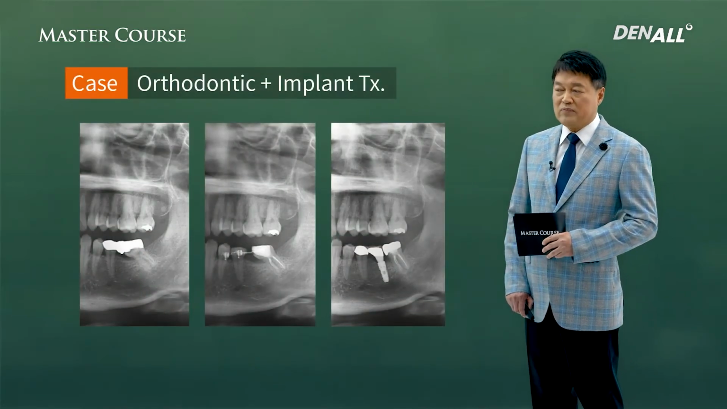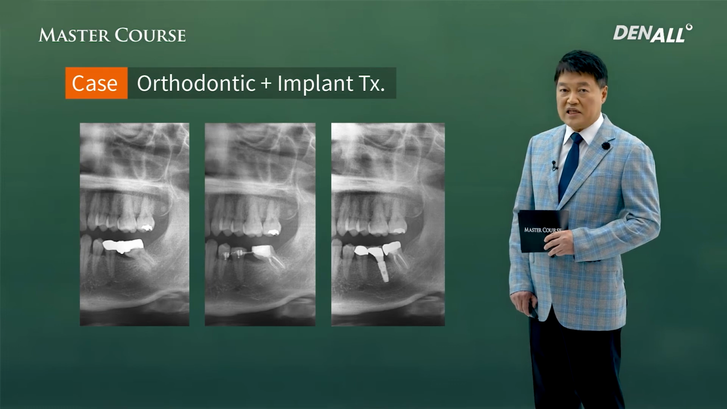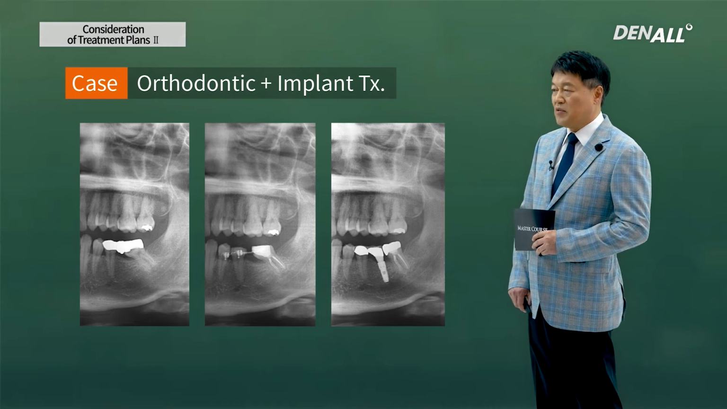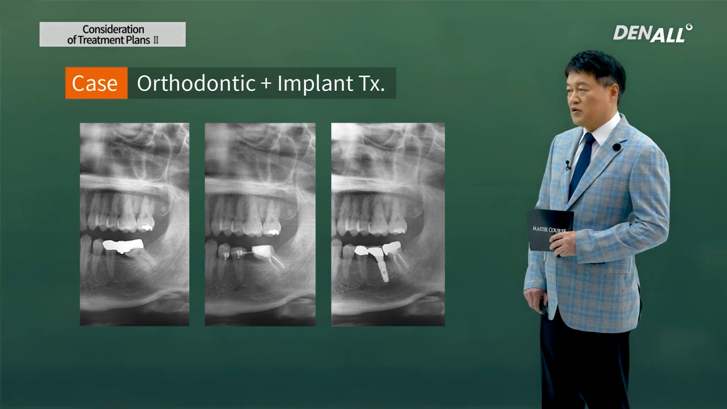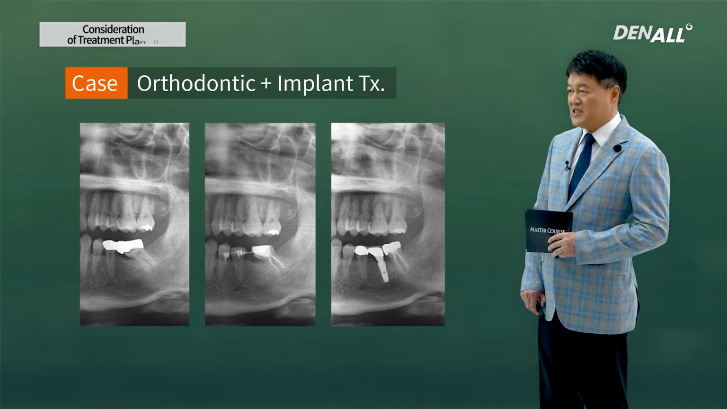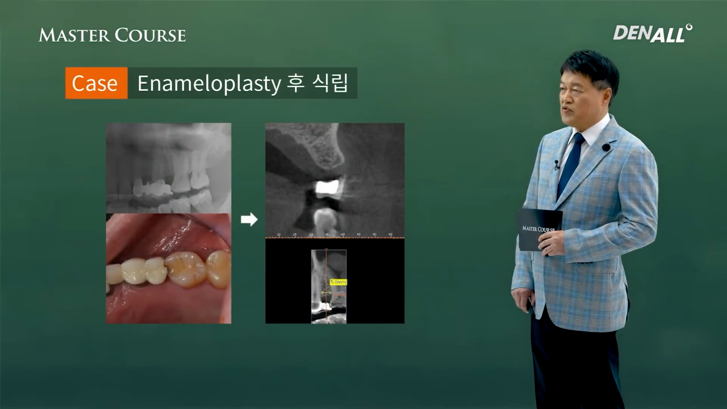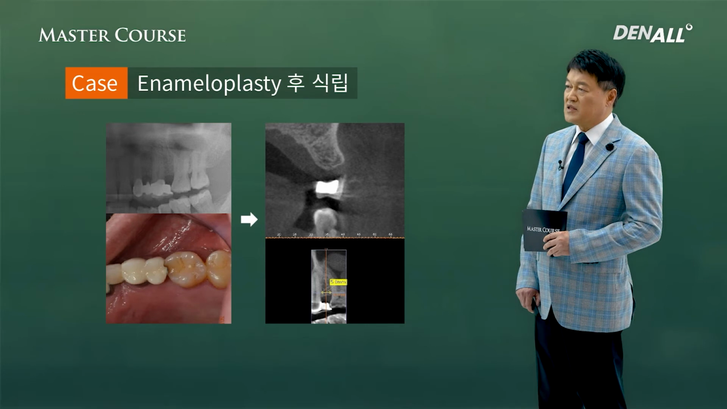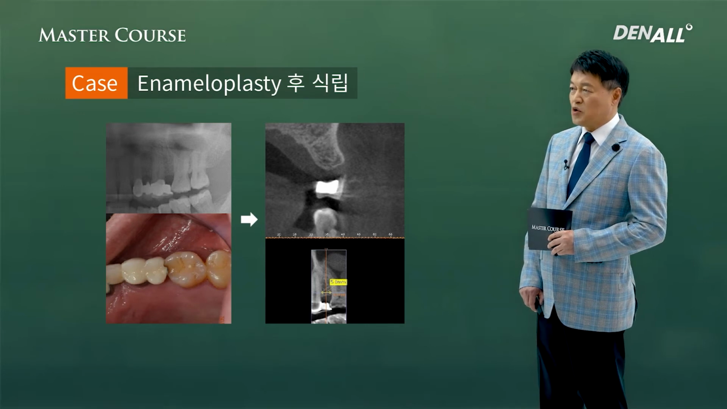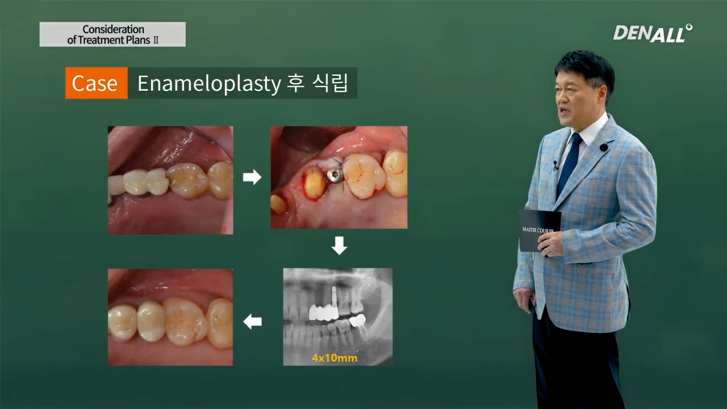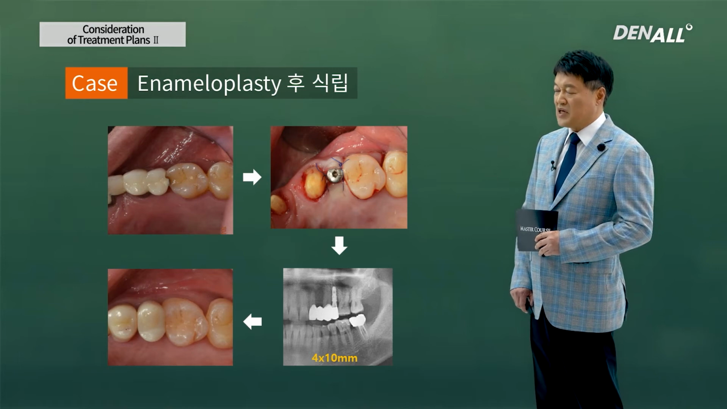As you can see, there was a problem with the number 3 bridge and retreatment was required. There was insufficient space mesiodistally, so orthodontic treatment was done to secure space and the implant was placed. As you can see, number 25, pontic area, I wanted to place the implant, but orthodontic treatment was impossible. Enameloplasty was done to secure space and the implant was placed. That was how it was completed.